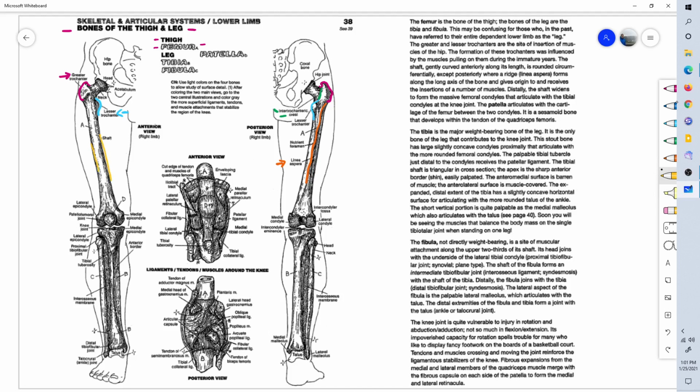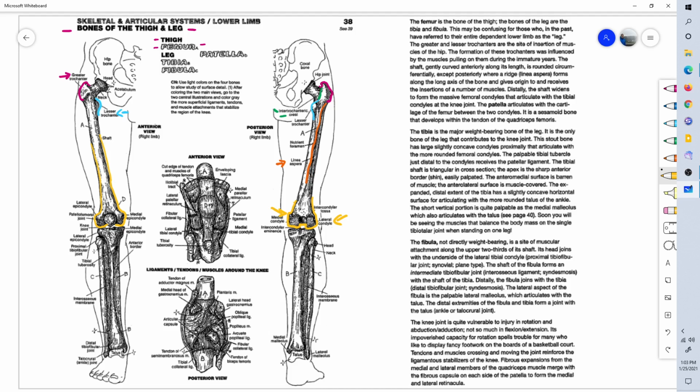Notice how the shaft, as it descends inferiorly, widens to these two areas right here called condyles. Femoral condyles. In other words, condyles of the femur. And here they are on this side. And each has a name. This is called the medial condyle on the inside right here. And this is called, of course, the lateral condyle.